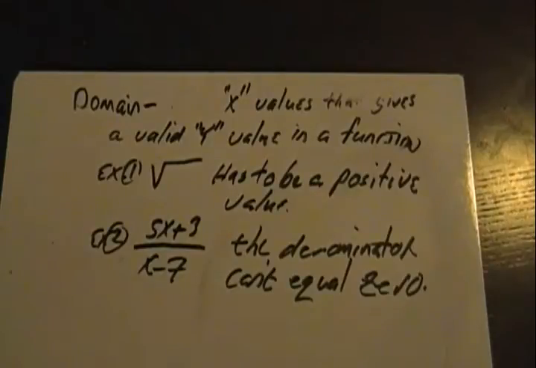The second example involves a rational function, which is just a fraction, and we're looking at the domain specifically for the denominator. The bottom, you remember, cannot equal 0, so to find the domain for the second example, you would just set that x minus 7 equal to 0, and you would determine that the domain cannot include 7. So with that in mind, let's get started.